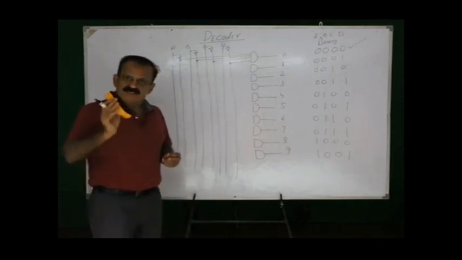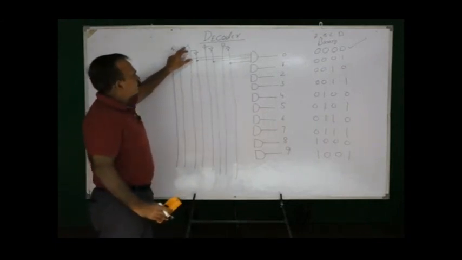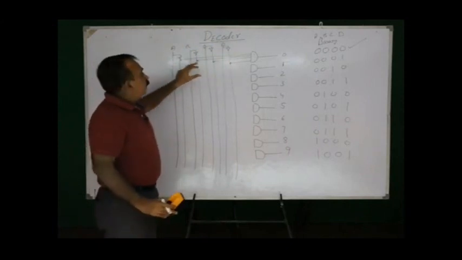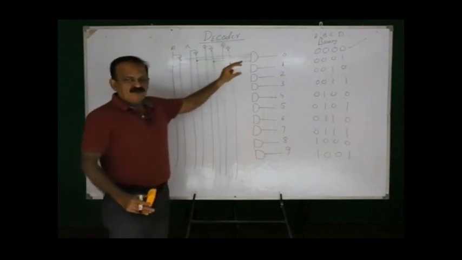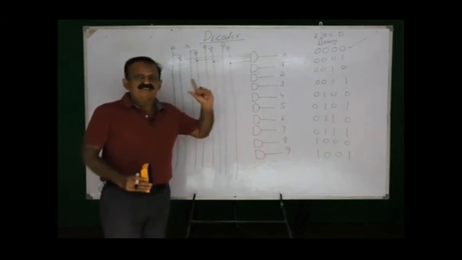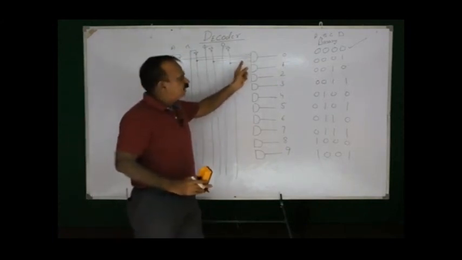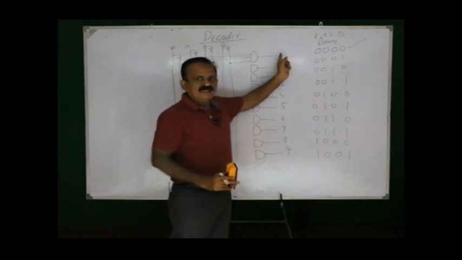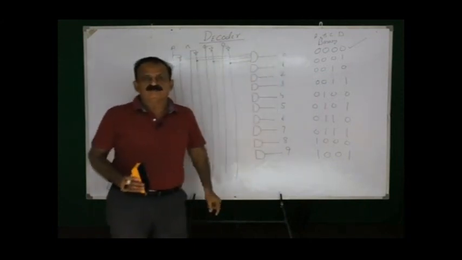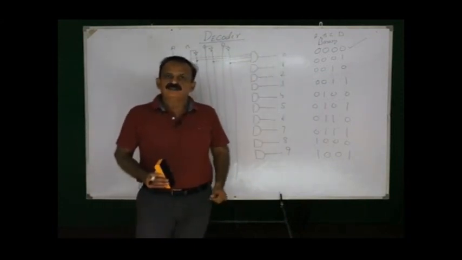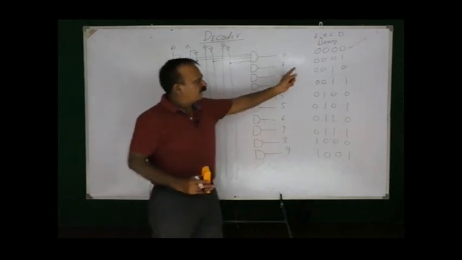This is A bar, B bar, C bar, and D bar. The logic is very simple. If the input is 0 0 0 0, all these 4 will be 1 because A bar will be 1, B bar will be 1, C bar, D bar. If all the inputs are going to be 1, this output will be high, and this will be representing the decimal number 0. Now what about 1?